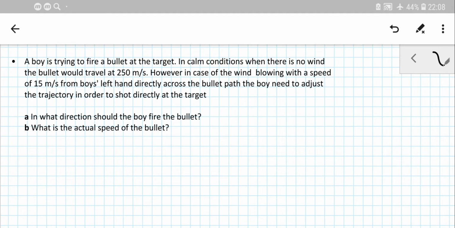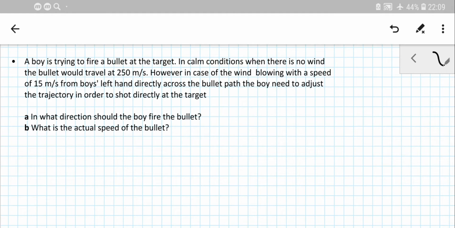Definitely, the strong wind will influence the bullet, so the trajectory is going to be bent. That's why we approximate with straight lines, because the target is not supposed to be very distant from the boy. So we assume that all the trajectories, all the paths, are straight lines. And in what direction should the boy fire the bullet so as to get to the target? That's the first question.